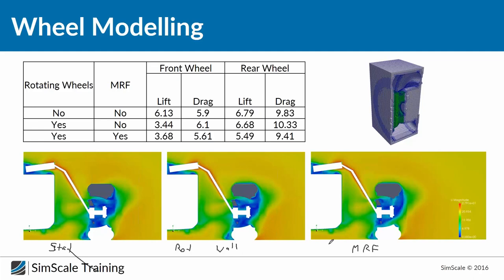Let's first of all take a look at the table. We can see the front and rear wheel lift and drag. For the completely static case, the lift is 6 Newton. And for a case with rotating wheels, it's between 3.4 and 3.7, which is a difference of 30%. I know the absolute value is not very big, but the relative value, only for the wheel, is significant. And it's the same if you take a look at the drag.